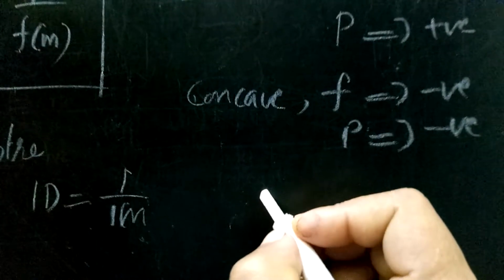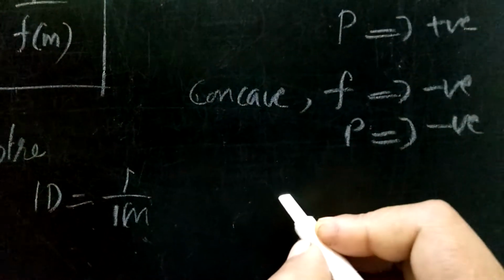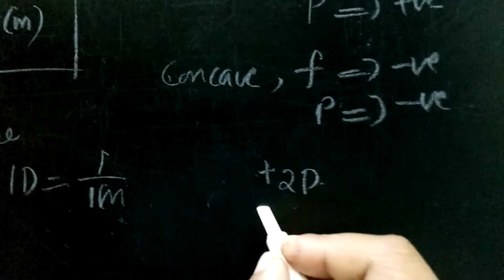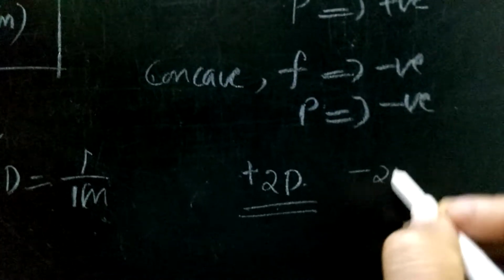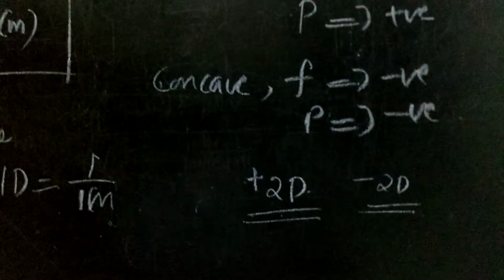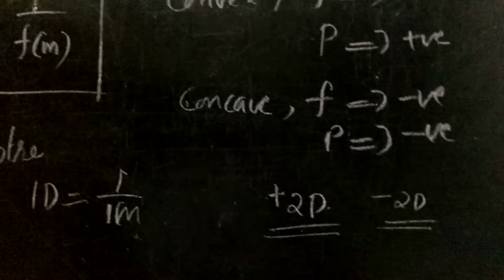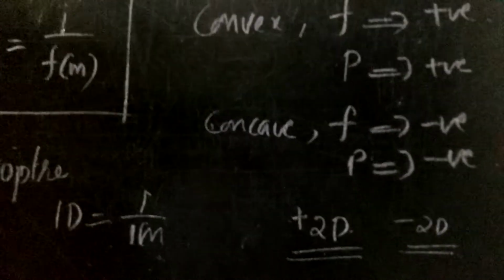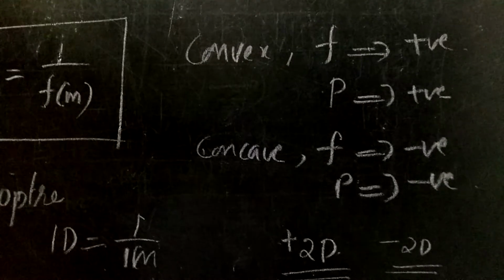So if the power of a lens, you may already have heard 0.2, 0.25. Likewise you can hear the power of a lens. So positive 2 diopter means this is a convex lens. Negative 2 diopter means this is a concave lens. So by knowing the power we can specify whether it is a convex or concave lens. We can identify whether it is a convex lens or concave lens by knowing the focal length or power.